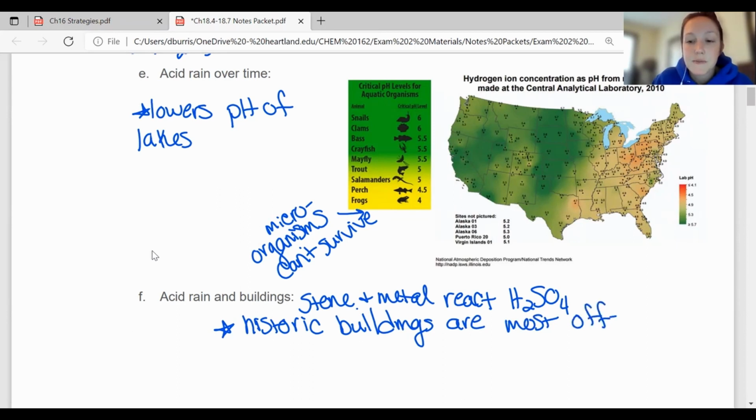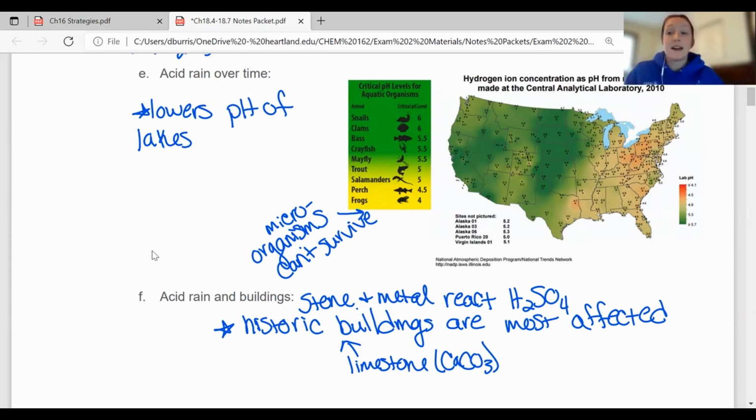Okay. So historic buildings are actually affected a lot because they are generally made of stone or limestone. Limestone is just calcium carbonate, and this reacts very readily with acids, or specifically sulfuric acid. So that starts to break down those buildings.